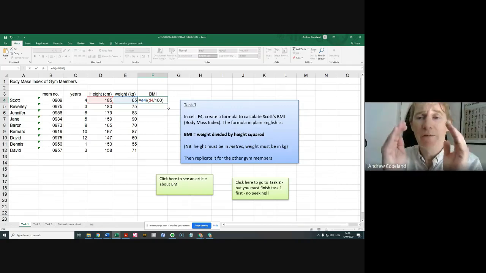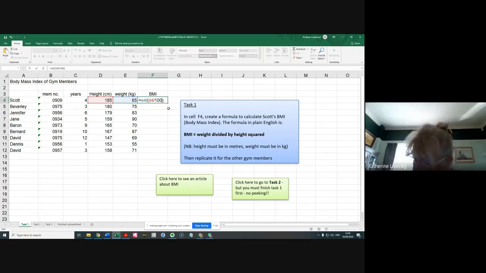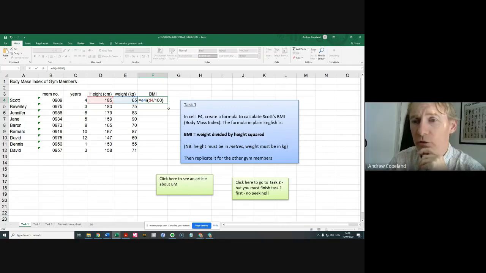So what's in the brackets there at the moment is converting his height from centimeters to meters. Now the next bit, there's a few ways of doing it. I could just do a times and then all of those brackets again. So times D4 divided by 100, all in brackets, okay?